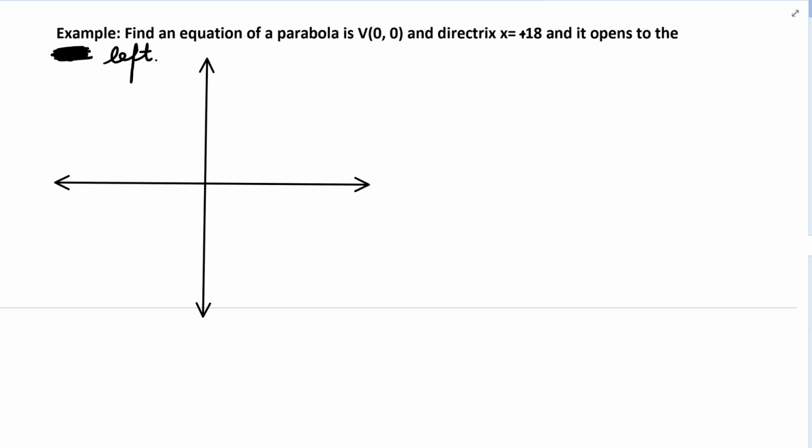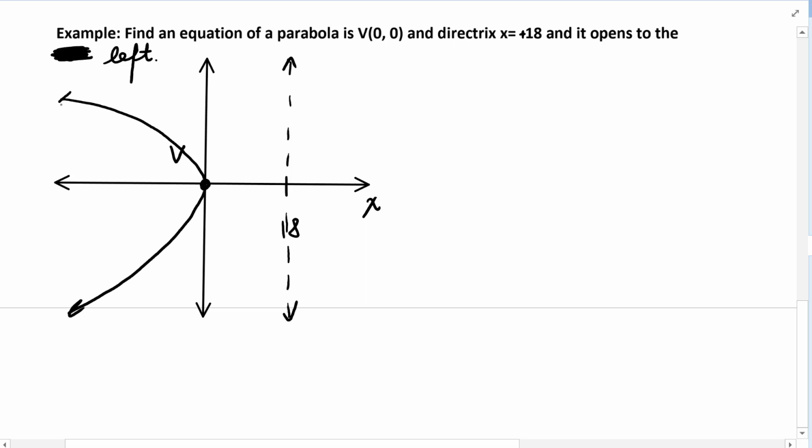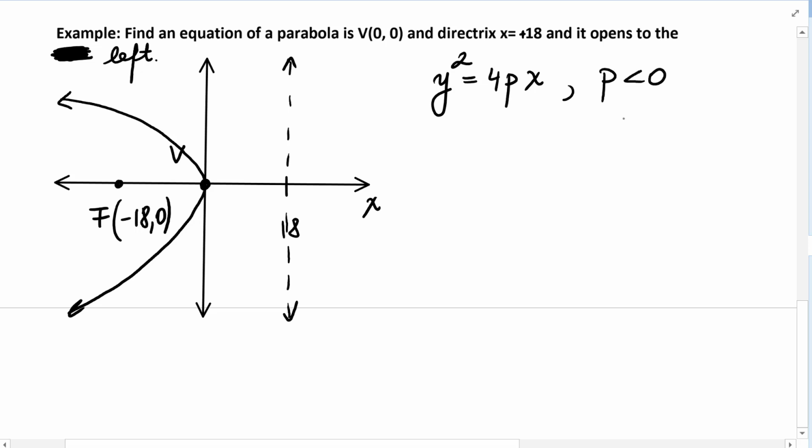Let's solve another problem. Find the equation of a parabola with vertex (0, 0). The directrix is x equals 1/8. So this would be the directrix. And it opens to the left. So from the origin, it opens to the left, and we want to find the equation of the parabola. Well, obviously, the focus is going to have coordinates (-1/8, 0). So what does that mean? It means we are looking at an equation of the form y squared equals 4px.